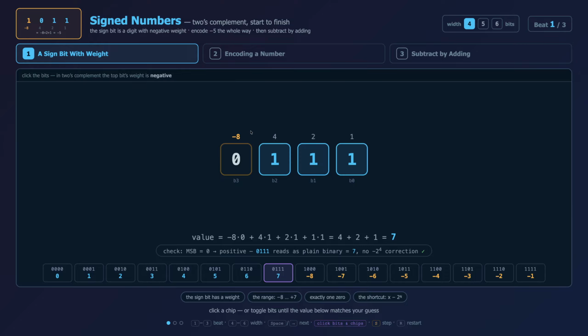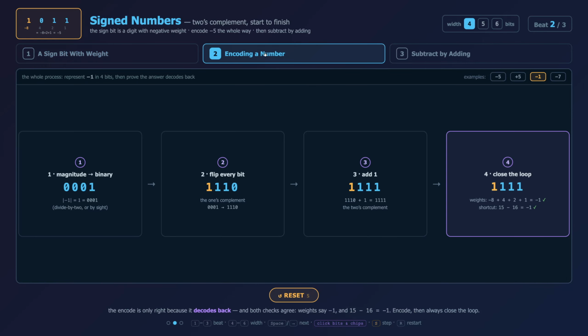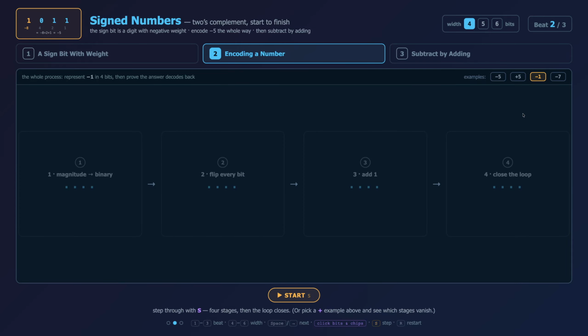Okay, another way to think of that most significant bit is to think of the most significant bit position as negative 2 to the n minus 1. So in this case, we have 4 bits, so negative 2 to the 3 is minus 8. Okay, so let's take a look at encoding a number that's negative. That's the interesting case. Let's encode minus 5. Okay, so with minus 5, we know it's a negative number.